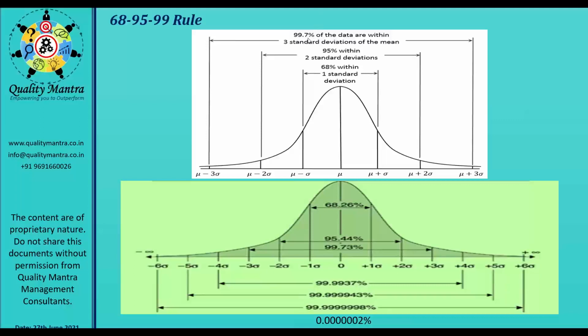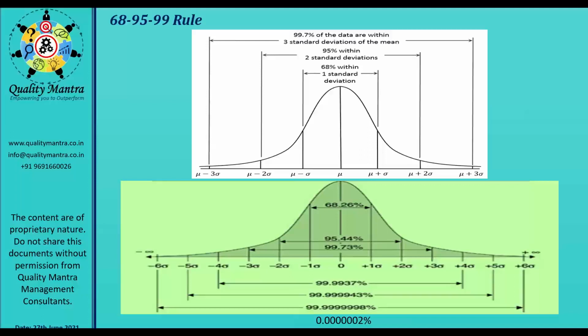But if you take it in absolute numbers, it will be very, very high. If you convert it to millions of opportunities, in 10 lakhs, how much will it be? It will be very, very high. 0.3% means per million opportunities, per 10 lakh opportunities, it will be 3,000.